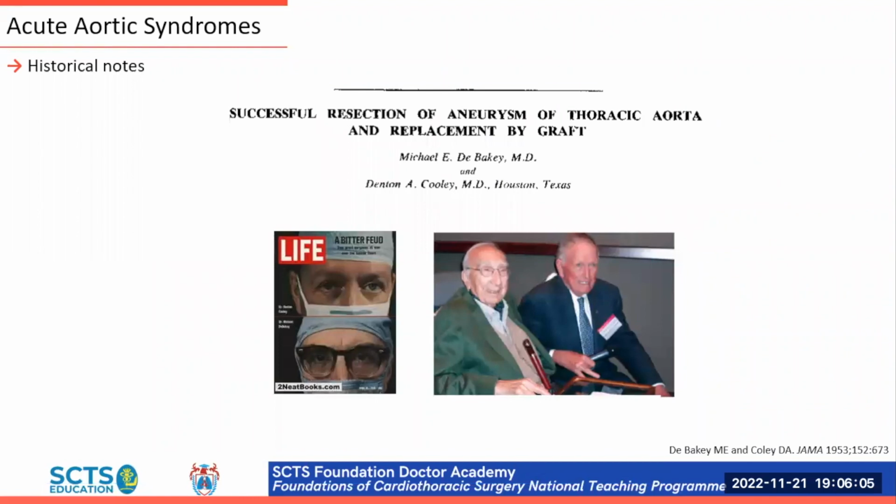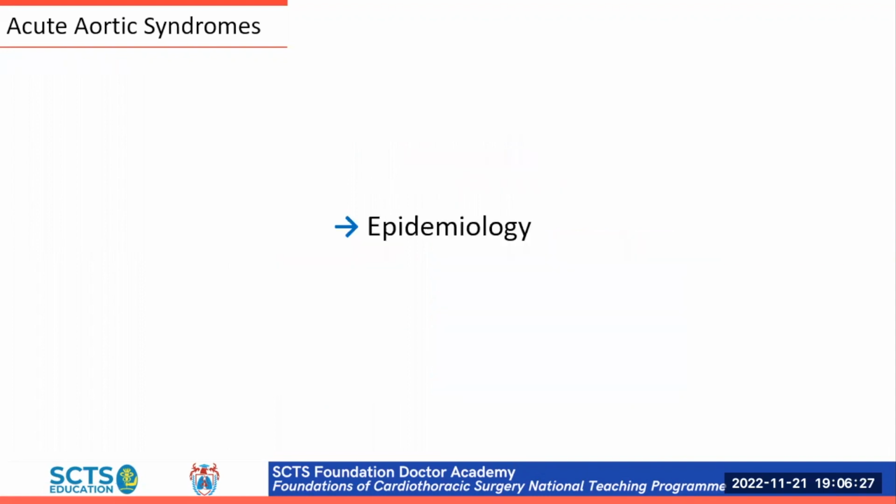From the surgical point of view, the origin of the surgery and repair of acute aortic syndrome is due to these two gentlemen, Michael DeBakey and then Denton Cooley, in the 50s. They reported in Germany in 53 the first successful repair of the ascending aorta through an interposition graft.